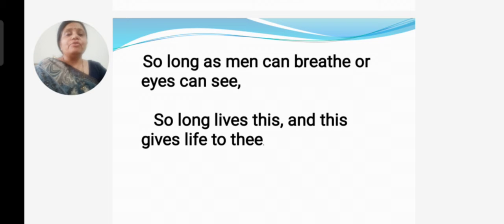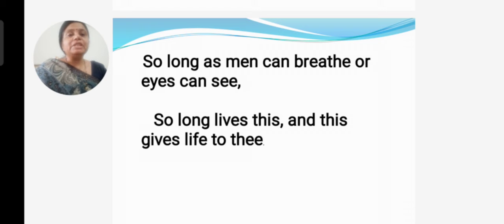It means for the coming time, for time immemorial, till human beings tread on this earth, so long as men can breathe, as long as people are living on this earth and eyes can see. So those eyes will read my poem, so long lives this, and this gives life to thee. Now notice this word life. This is the life given to the beauty of the fair youth.